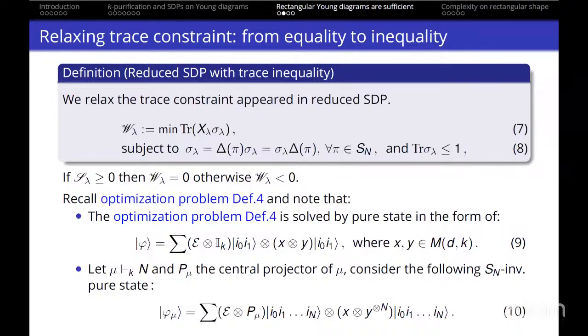And now, for the rest of this talk I will suggest two questions. First, I will argue that rectangular Young diagrams are sufficient for the problem, and then we define some SDP. We just relax the trace equality, and then we can have some construction, and we know that the optimization problem can be solved on some pure state. And then we consider this state for the SDP we just defined, and this will be related to some mu, which is the Young diagram in some sense.